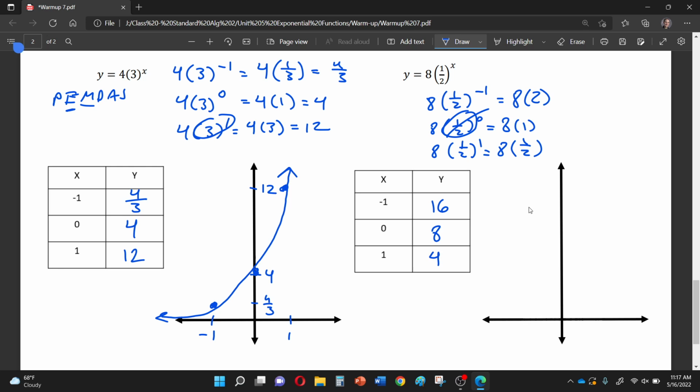Half of 8. And go ahead and graph, and this one's going to go down from left to right. It's going to decay, we say. 4, 8, and 16. And that is all there is to it.